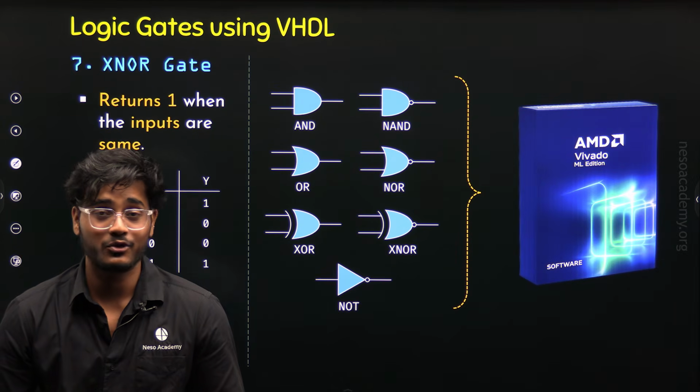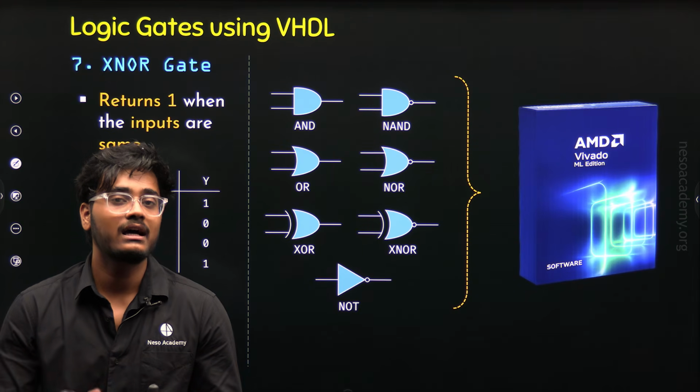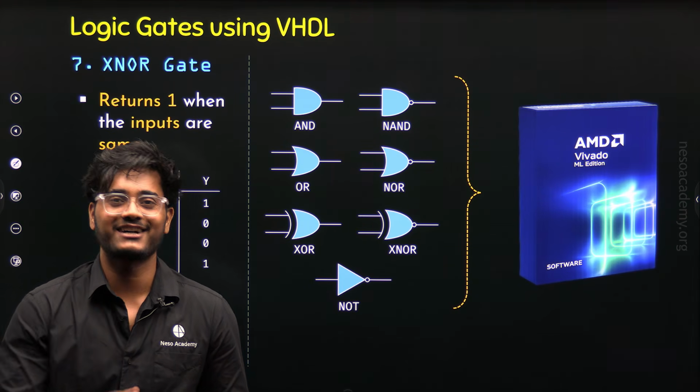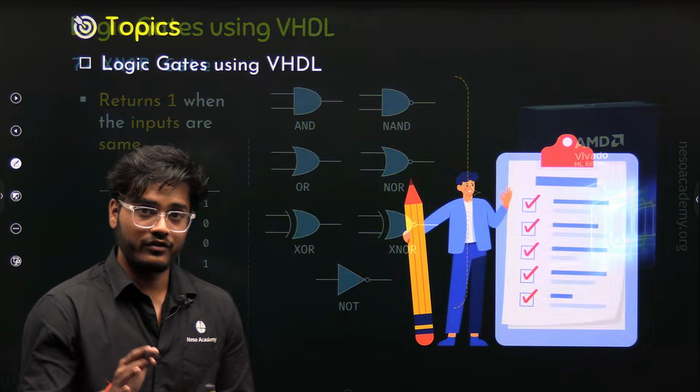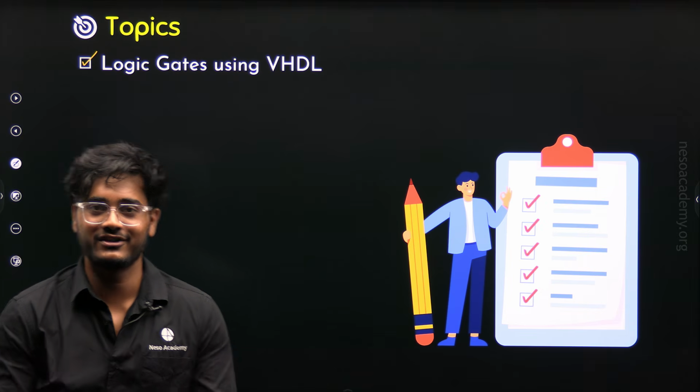So, in this lecture, we understood all 7 logic gates and we have also implemented them in Vivado using data flow modeling. With that, we are done with this topic of logic gates using VHDL in Vivado.